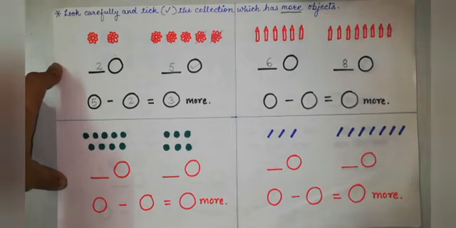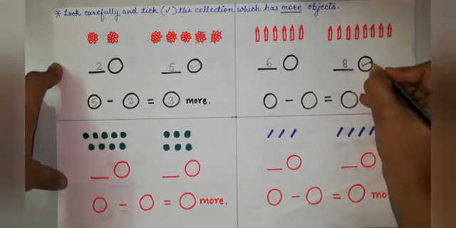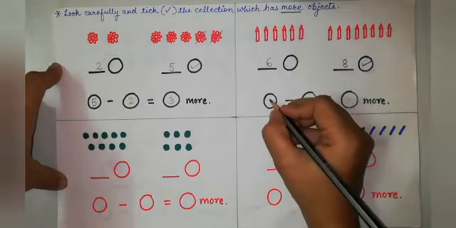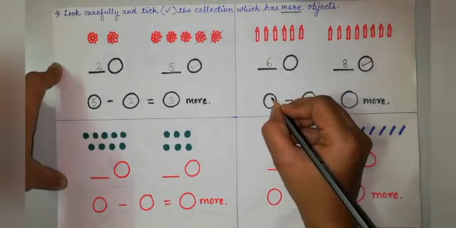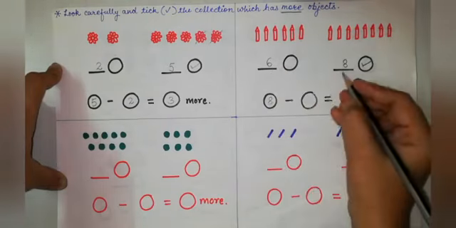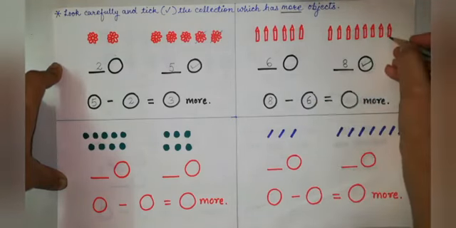And in which circle we will give the tick mark? In the right hand side. Because on right hand side we have 8 pencils. Now as we know, we have to write the greater number first, that is 8, and then smaller number, that is 6. So again we will use cross out method.